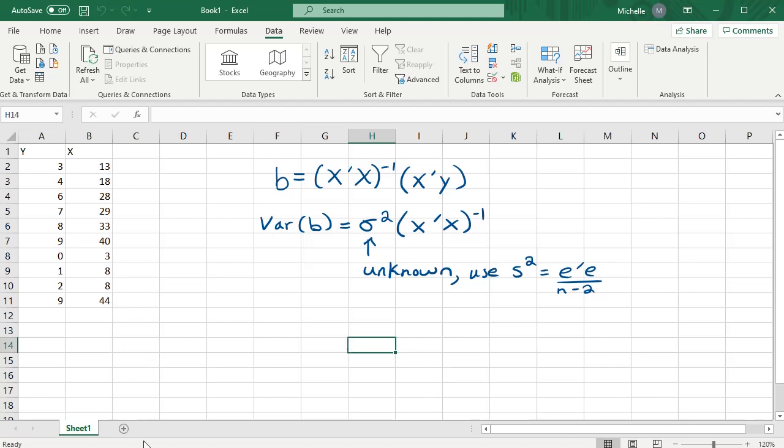Alright, so in this video we're going to talk about how to use the matrix notation to calculate our least squares estimator of beta, right, which is this b, and how to estimate the variance of that estimator. Okay.